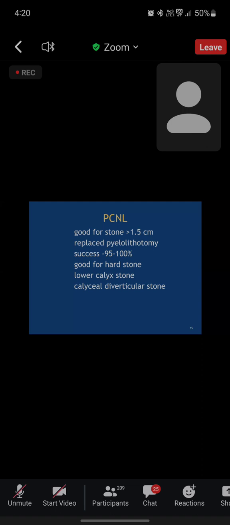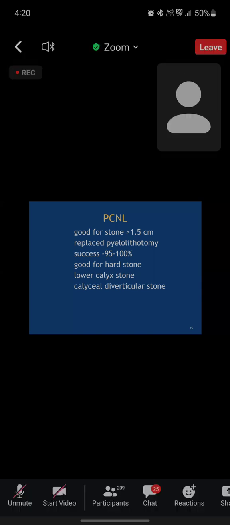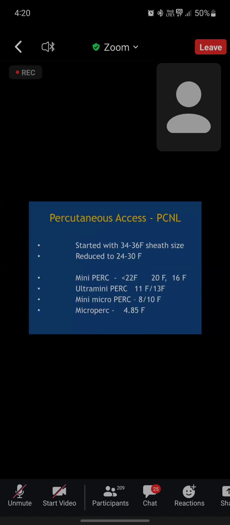Good for harder stones, because the energy used can directly break even harder stones like cystine or calcium oxalate monohydrate stone, which has a Hounsfield unit of 1500. For a lower calyceal stone we can directly puncture the stone bearing calyx and remove the fragments, so there is no dependency or related drainage problem. And a calyceal diverticular stone, which anatomically is not possible to reach by flexible ureteroscopy, can be managed with PCNL.